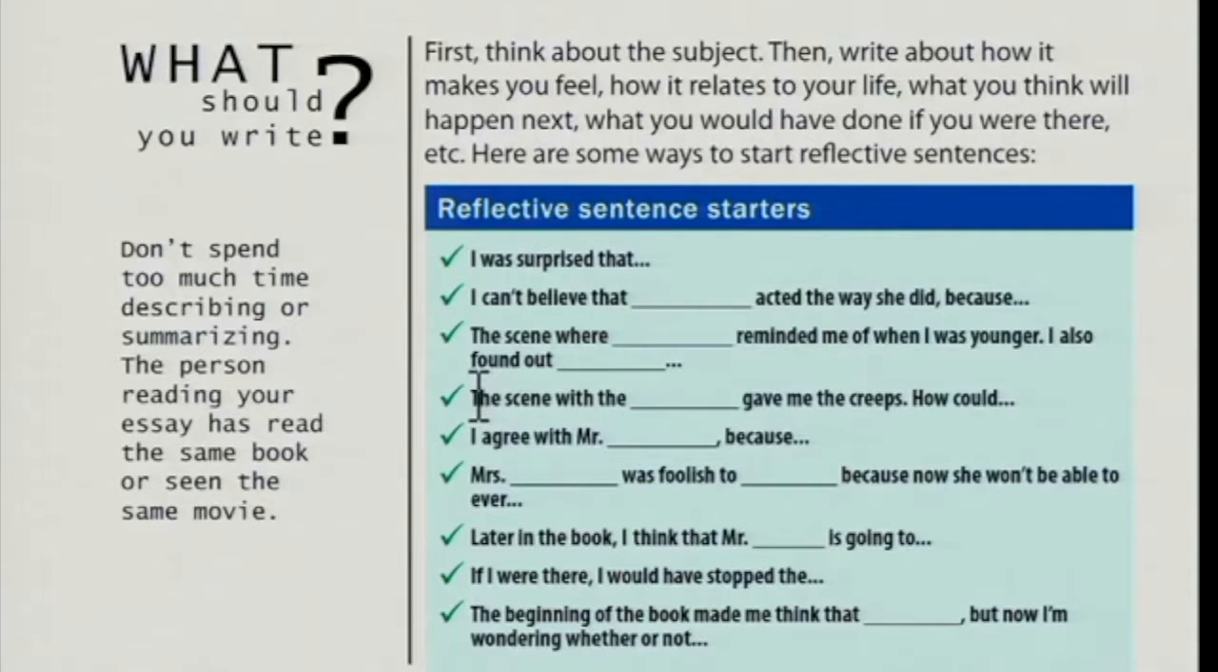Here's another example. The scene with the so-and-so gave me the creeps. How could Sheila have stolen those apples from the store? Whatever it is. You could also talk about a prediction. You could say things like, later in the book, I think that such and such is going to happen. You could talk about, if you were there, what would you have done? Or really anything else that has to do with what you thought or how you felt. Again, don't spend too much time describing or summarizing. Don't say what happened and when it happened, because the person reading it already knows that.